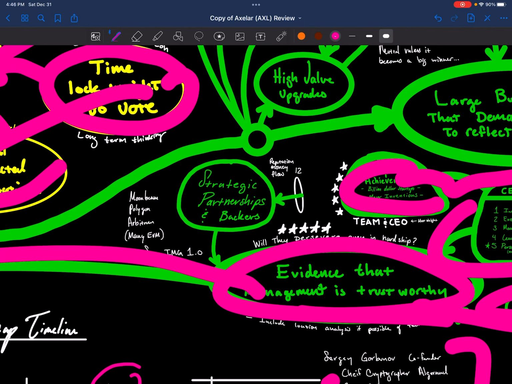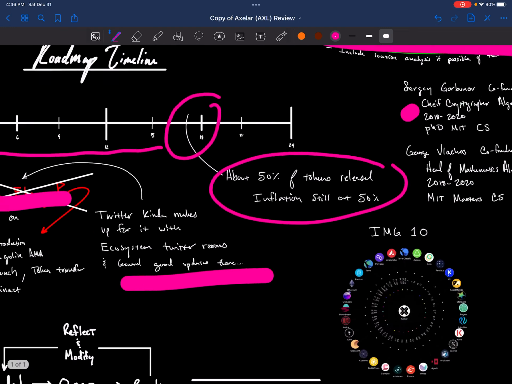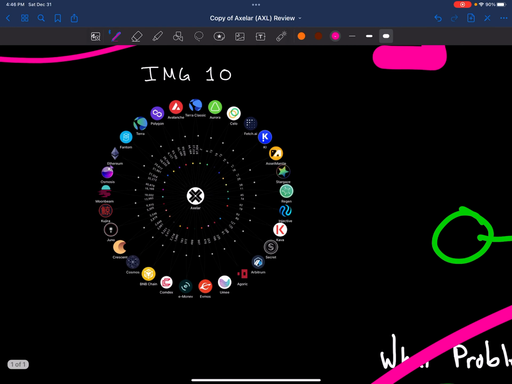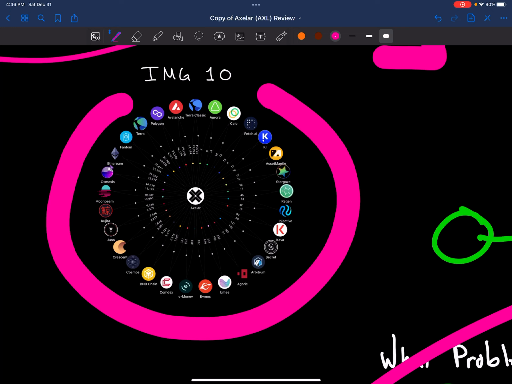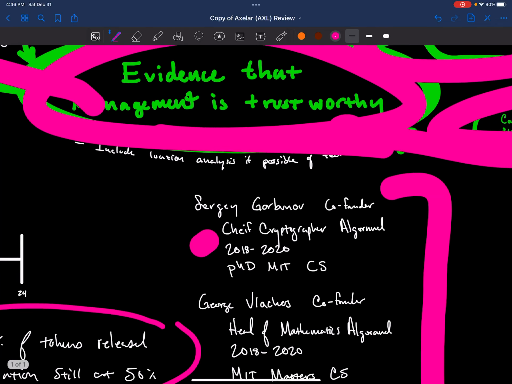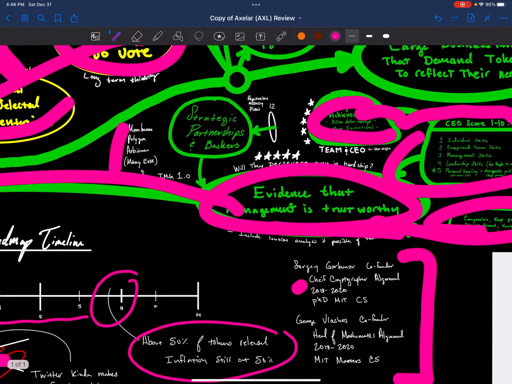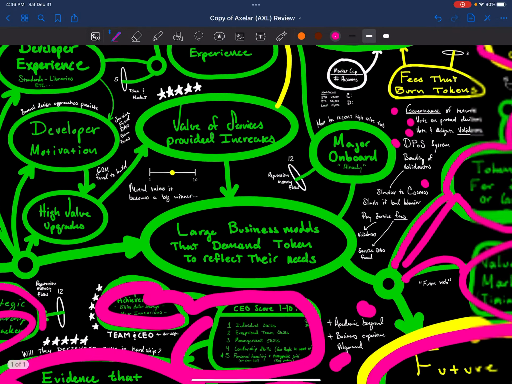Strategic partners and backers. Right here, they're connected to all these chains, so that's very solid. You can see many projects. I personally like Moonbeam, Ethereum. They're connected to Polygon, Cosmos, and many of these projects. So it shows they're doing the job of making this an infrastructure play, and that looks solid to me.